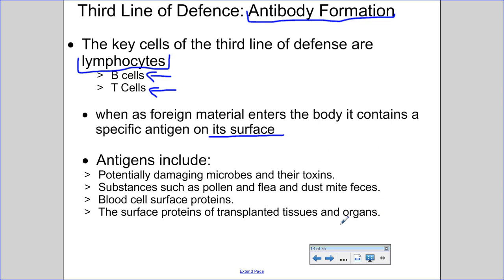Basically, an antigen is just a short piece of protein that is going to be recognized by B cells or T cells. And ideally, that antigen that a B cell or T cell will recognize belongs to something like a bacteria or a virus or some other pathogen.